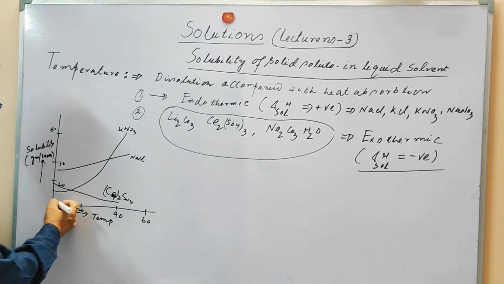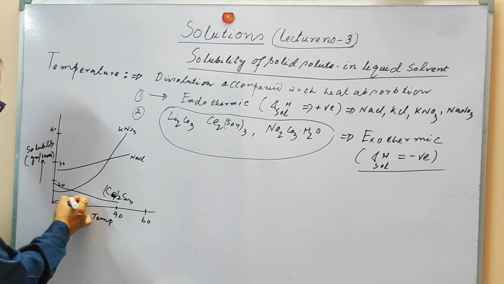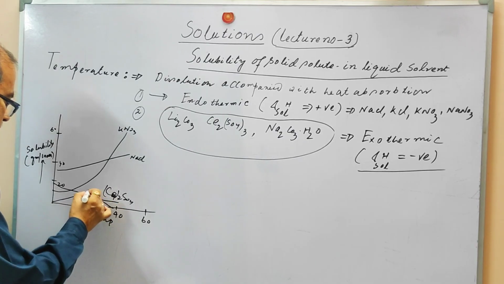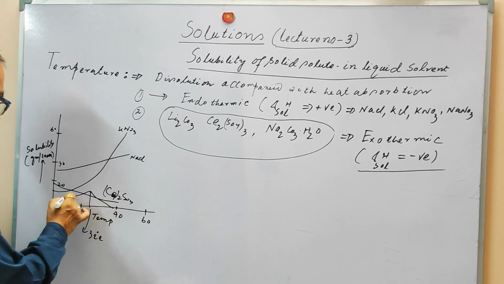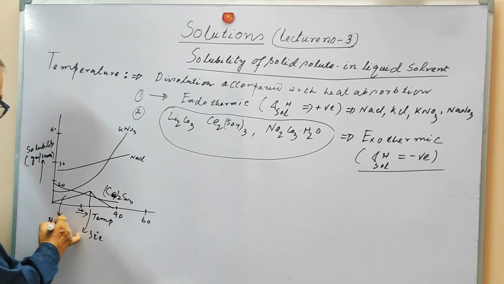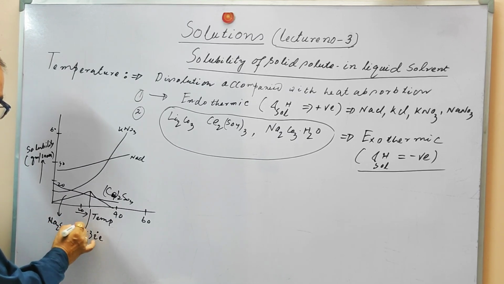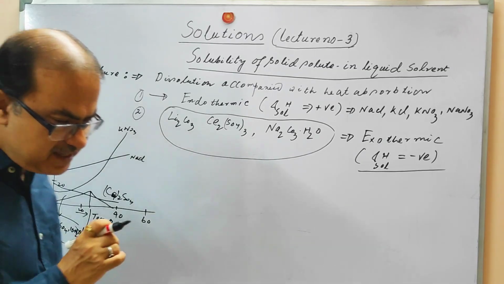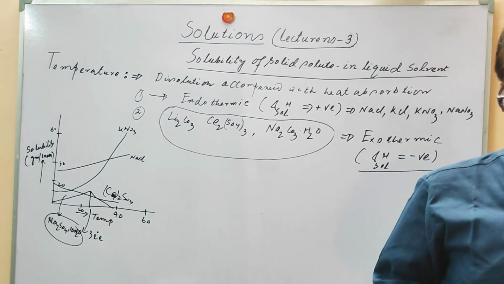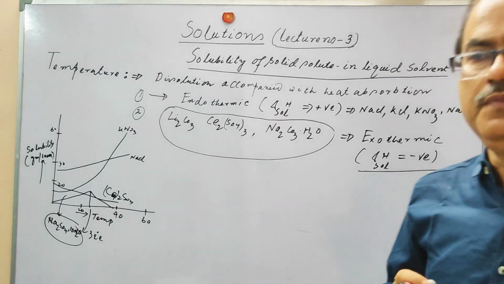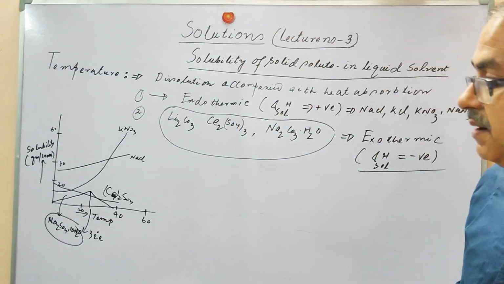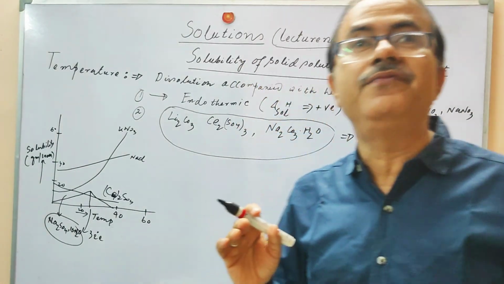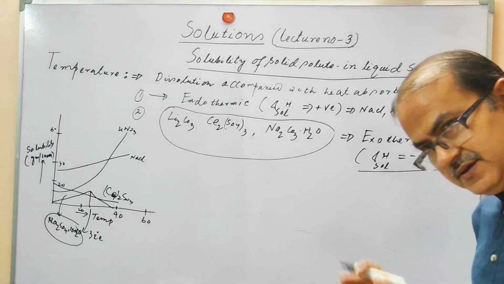For example, Na2SO4 shows this type of tendency. At 32 degrees Celsius, Na2SO4 is Na2SO4.10H2O, the hydrated salt. As we increase the temperature up to 32 degrees Celsius, there is an increase of solubility, as we can see from this graph. But after 32 degrees Celsius, you will find a difference: it was increasing, now it is decreasing.